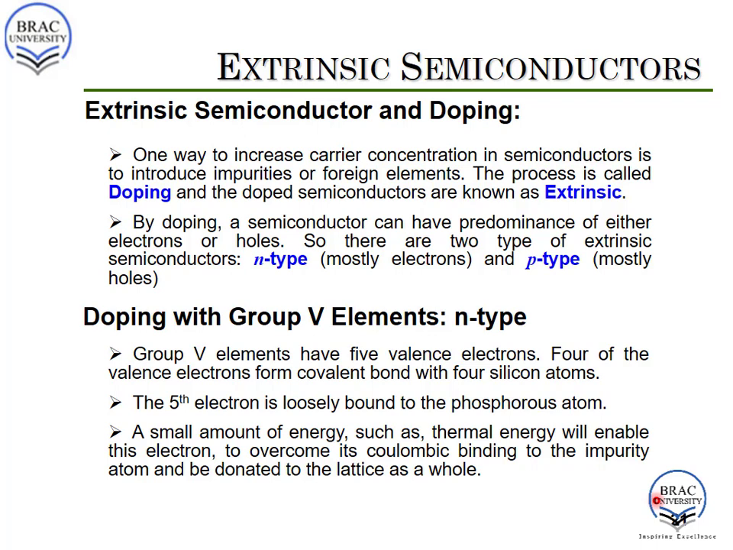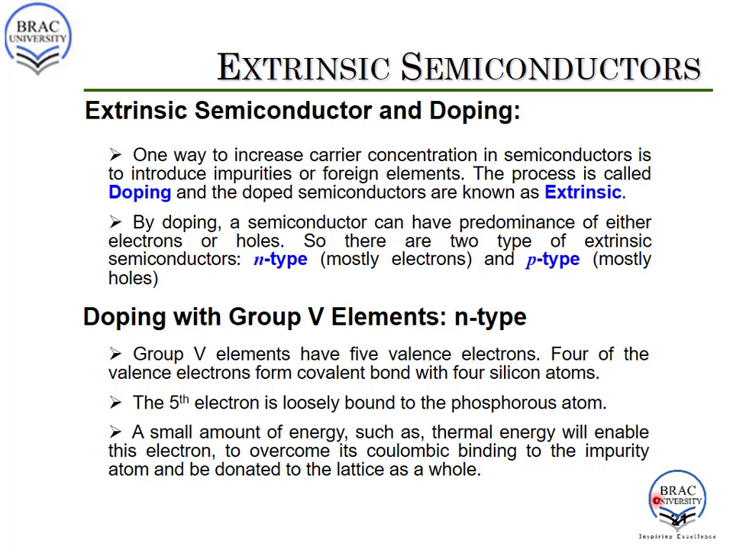We can add two types of impurities. If we add a group 5 element to the semiconductor structure, then we will get an N-type semiconductor, and if we add group 3 elements as impurities, we will get P-type semiconductor. Let's talk about the N-type semiconductor, or doping with group 5 elements, first. The general characteristic of any group 5 element is it has 5 electrons in its outermost shell. One example of a group 5 element is phosphorus.